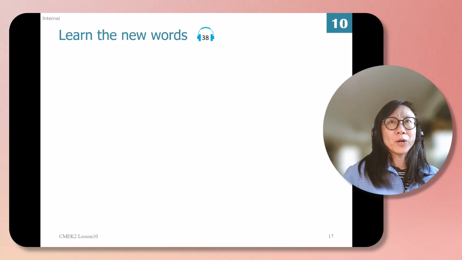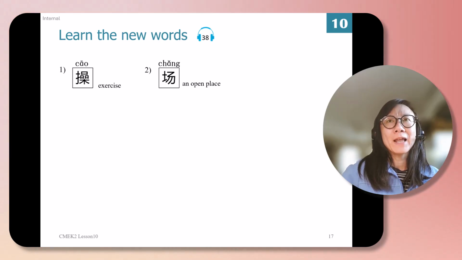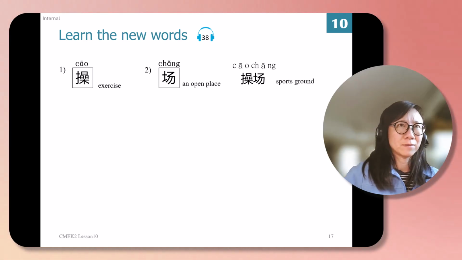Let's learn the new words. The first one is 操, exercise. 场, it is an open place. 操场 is an open place for exercising, and it's basically a sports ground, a playground.